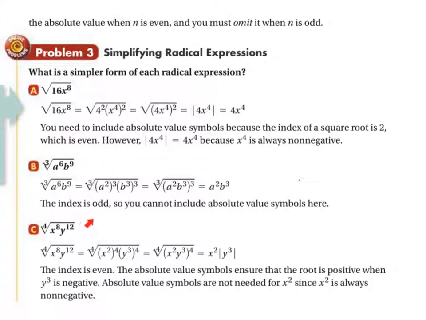Again, the index is odd, so you do not need the absolute value symbols here. This is more that nth root, nth power thing. Okay, moving on. Now again, the index here is even. Therefore, you know that there will be absolute value symbols involved, which had you left them up here, by the way, I would have been okay with it. I would not have counted it against you.